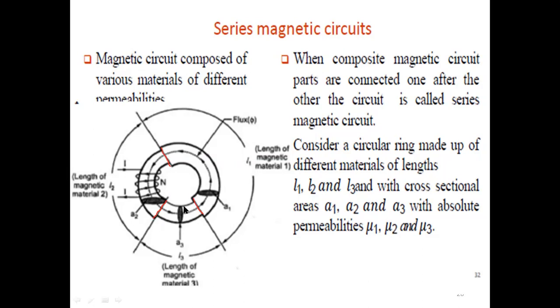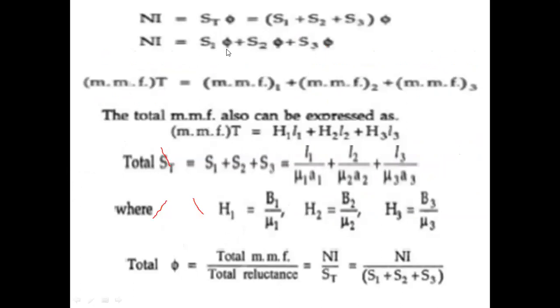Yes, that is also one method. So like that we can calculate the mmf of this series magnetic circuit. Many formulas are there. The first one: the mmf is nothing but NI, the number of turns into current, equal to S_T phi. S_T is nothing but the total reluctance, which is the summation of the individual reluctances. S_T is S1 plus S2 plus S3, with phi kept as it is. So mmf equals S1 phi plus S2 phi plus S3 phi.